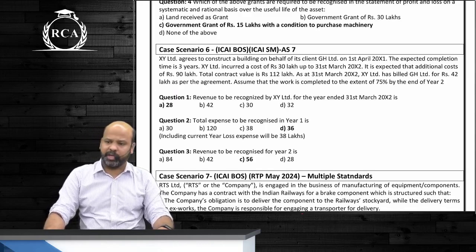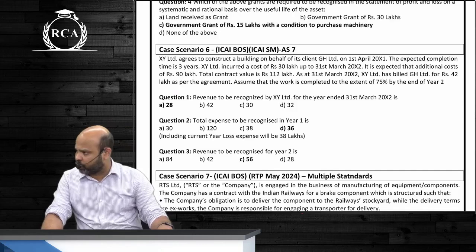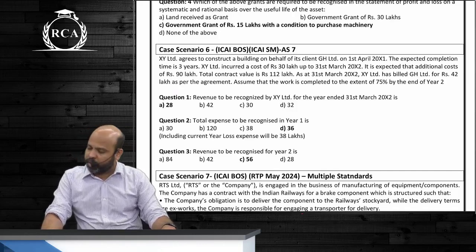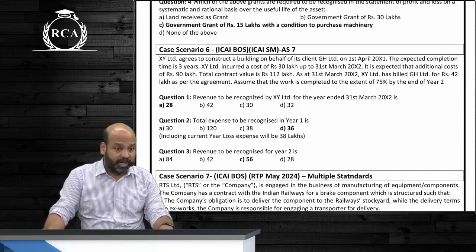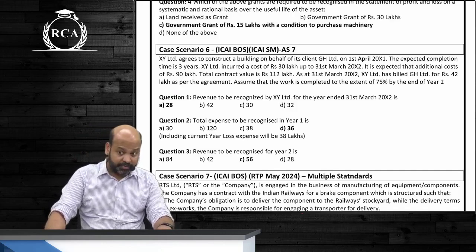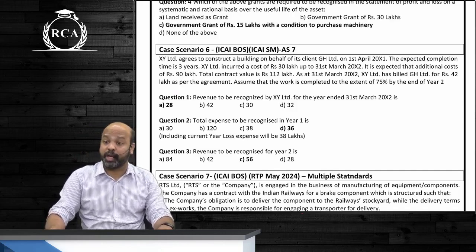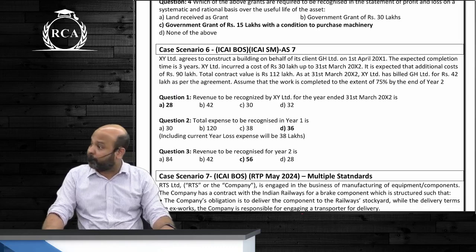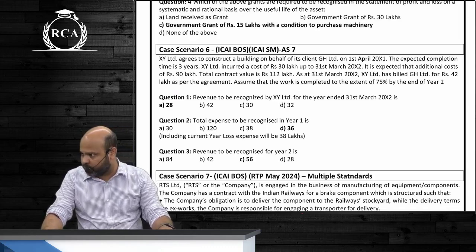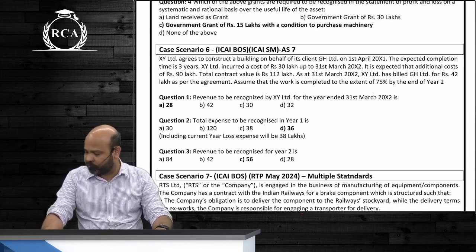What did we learn under AS 7? If the entire contract is expected to result in a loss, what are we supposed to do? Create a provision for loss immediately. But while you create provision for loss, do not forget to first compute current year loss. Only for the balance amount, beta, you will have to create a provision. I hope you remember those questions.